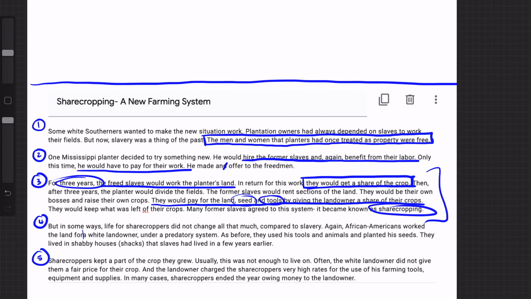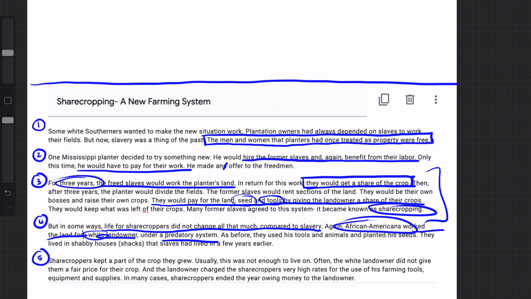Paragraph 4. Life for sharecroppers did not change much compared to slavery. African Americans worked the land for a white landowner under a predatory system. Think about a predator in nature. Predators eat prey. So when I say a predatory system, it's a system that is benefiting one person a lot more than it is another. So in this case, it would be the white landowner greatly benefiting from the services of the sharecropper.